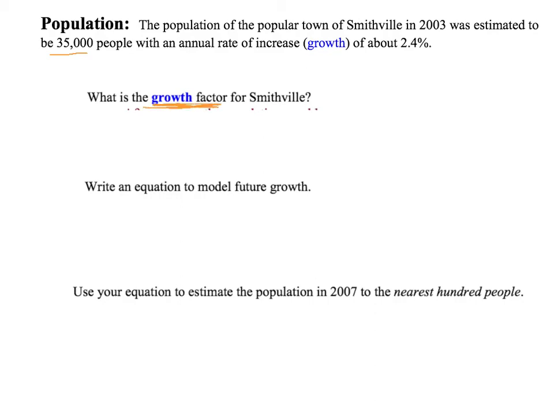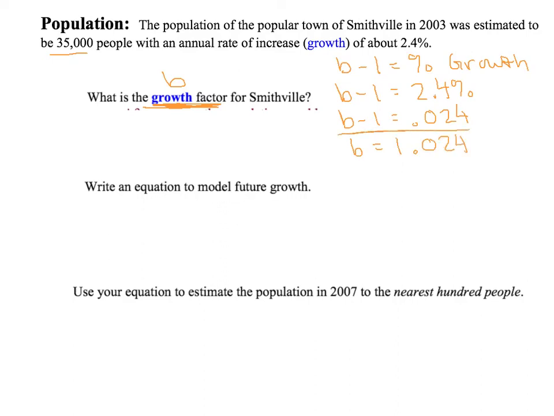Now, as far as that growth factor, we described the growth factor as the b value that we see in our exponential function, and so we need to try to solve for b. In that last slide, we mentioned that b minus 1 is always going to equal the percentage of growth. So I'm going to substitute the 2.4% in for the percent growth, and I'm going to try to solve this for b. First things, we're going to go back to middle school here and convert this percentage into a decimal, where we slide that decimal place 2 places to the left, and then we'll add the 1 over, so my b value is 1.024, and we're going to describe that as our growth factor for the town of Smithville.